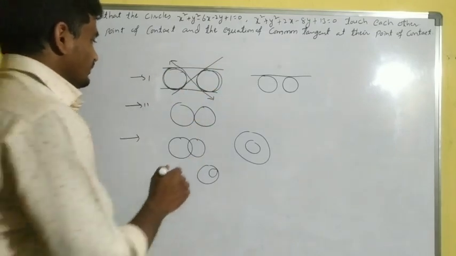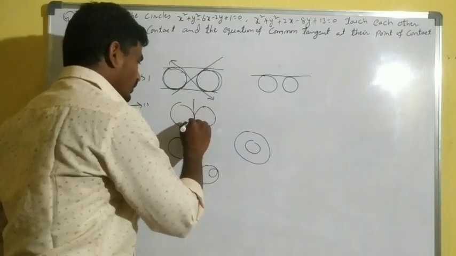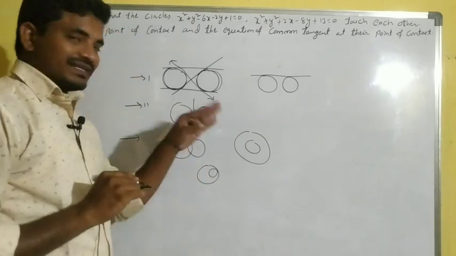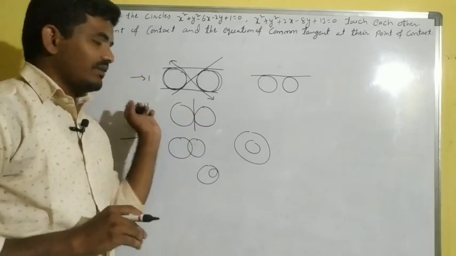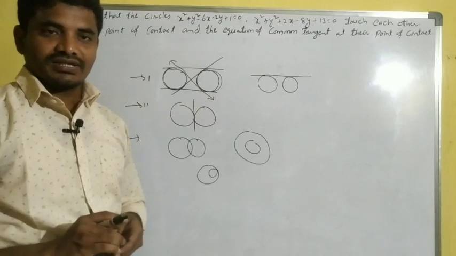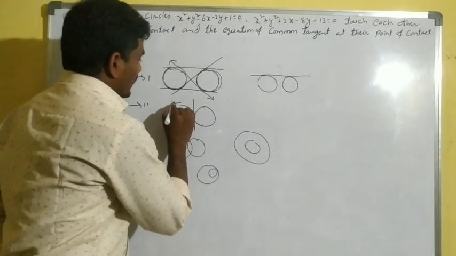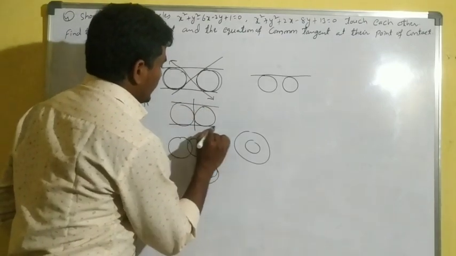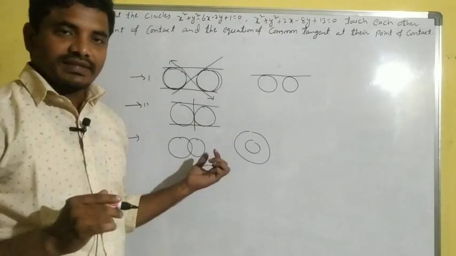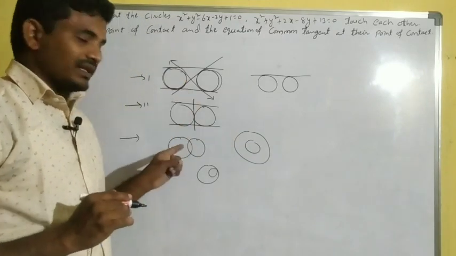And here, both are on either side: one is on the left side and one is on the right side. So we call that a transitive tangent. And this is a common tangent and this is a common tangent. So two common tangents and one transitive tangent.